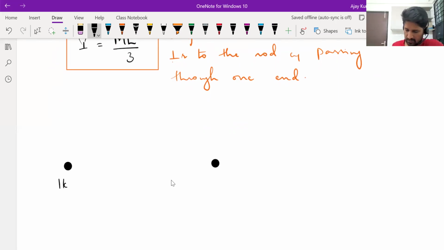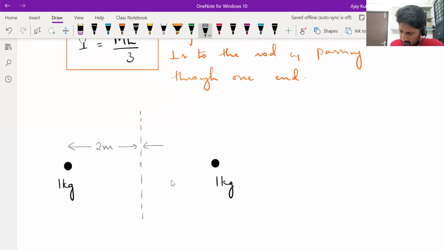Let's say this is 1 kg. This is also 1 kg. Assume the total distance between them is some 4 meters, roughly. Consider an axis like this, from which this mass is at 2 meters and the other mass is also at 2 meters. One of you quickly calculate and tell me the moment of inertia of this system. You don't have to use a pen also. It's a two-particle system, that's all.